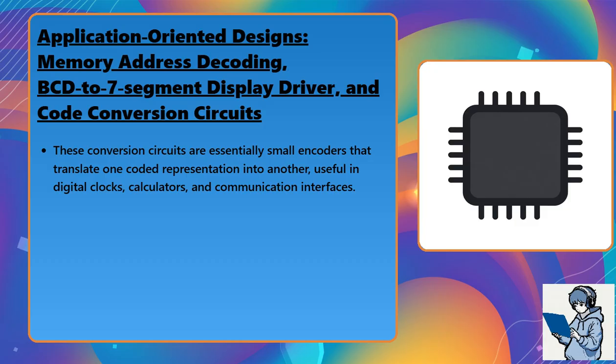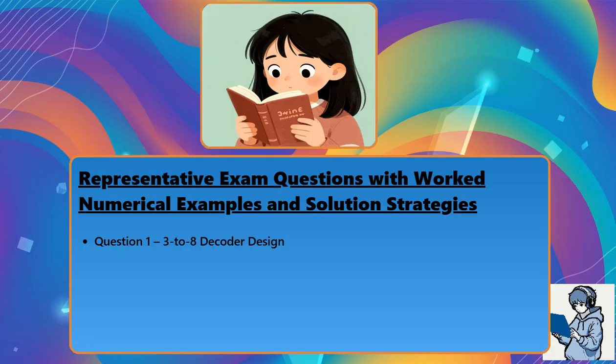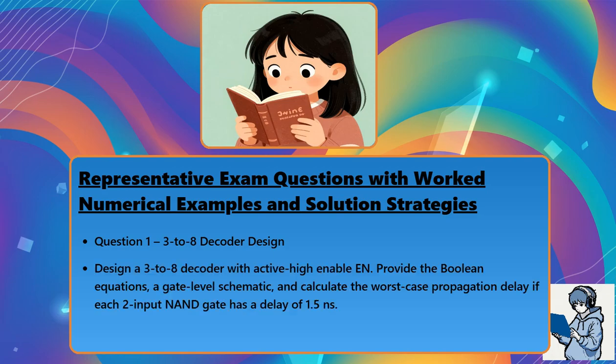Question 1. 3 to 8 decoder design. Design a 3 to 8 decoder with active high enable N. Provide the Boolean equations, a gate-level schematic, and calculate the worst-case propagation delay if each 2-input NAND gate has a delay of 1.5 nanoseconds. A solution sketch.